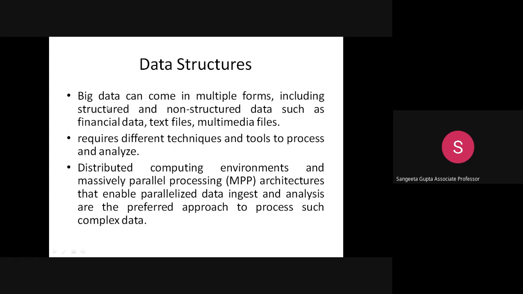Structured means, can anyone tell me what do you understand by structured data? Non-structured you are already given with examples. Structured means, at least can anyone tell me what kind of data are we storing in relational databases? How is data stored in a relational database?